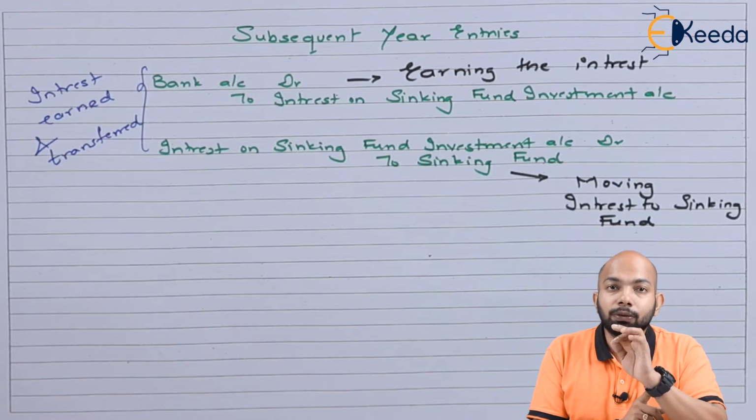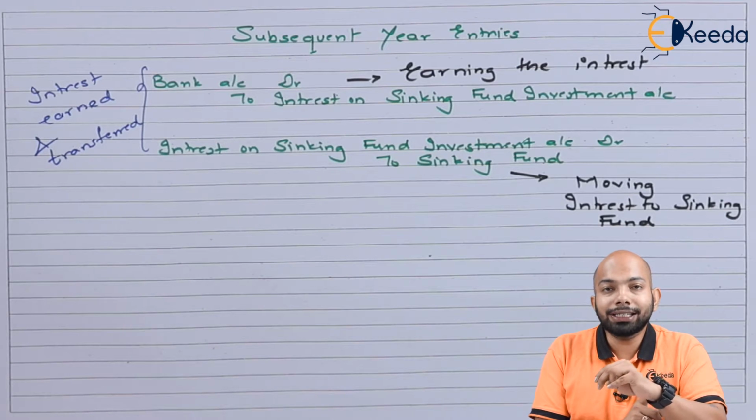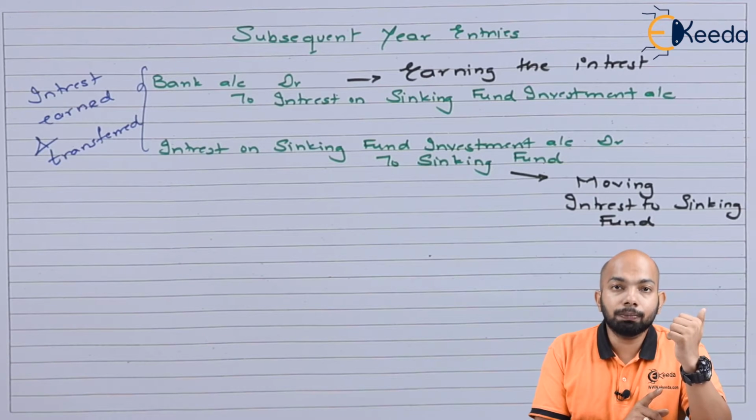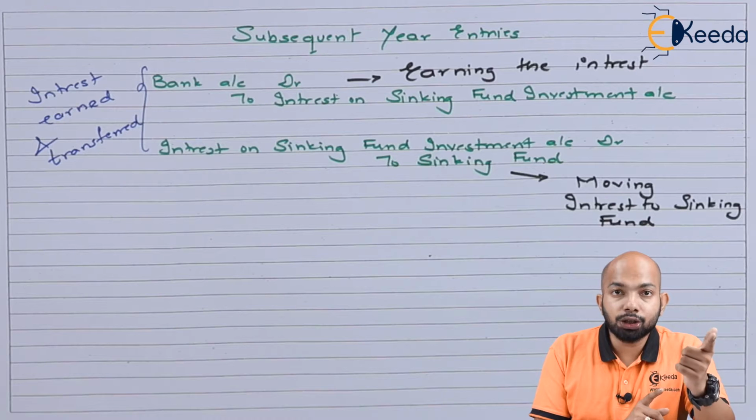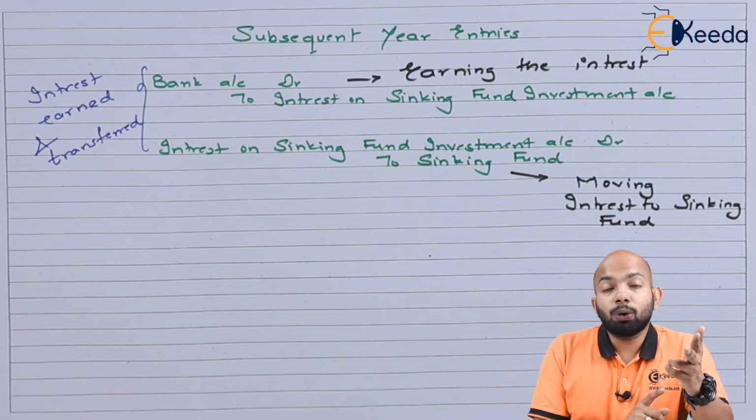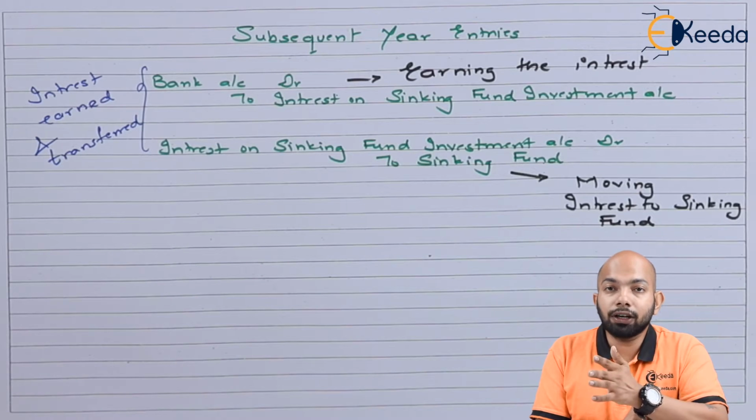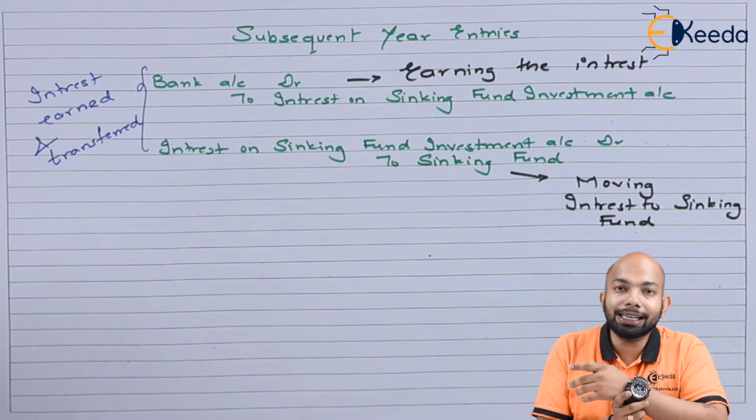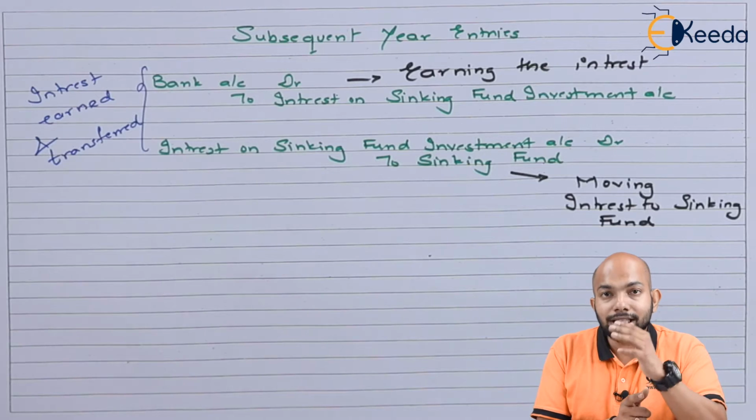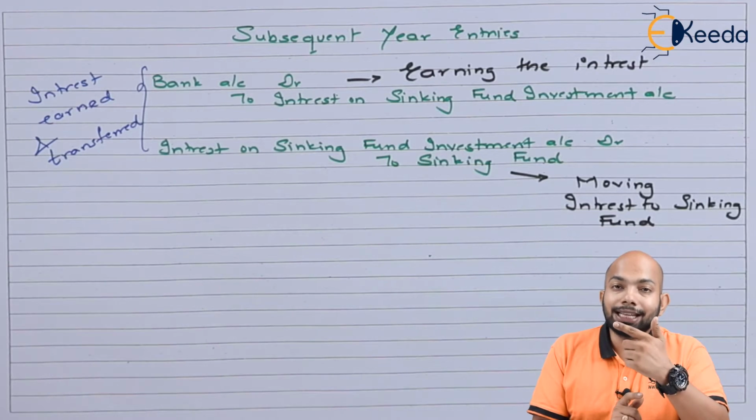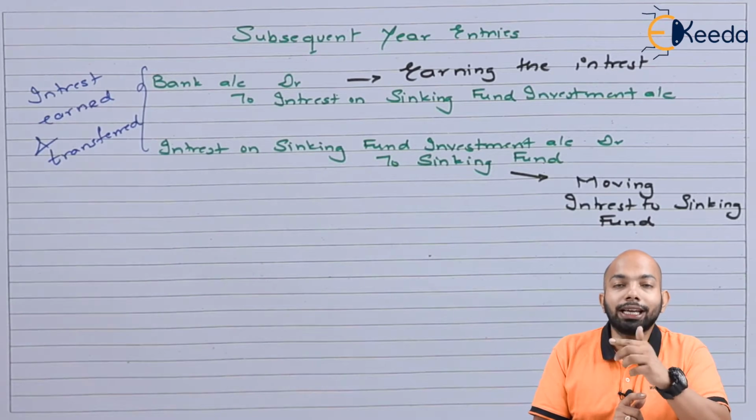So this is the entry that will be passed. Now apart from these 2 entries, the first 3 entries that we had passed, that means depreciation charging, next profit and loss charging to depreciation, and third movement of that to sinking fund account will be also passed simultaneously for the subsequent years.